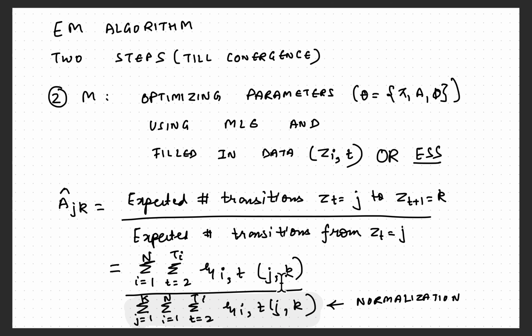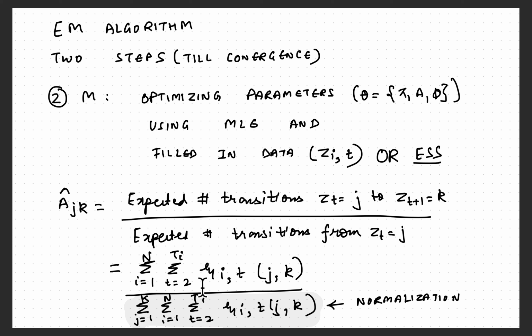So the numerator is just epsilon it jk. So epsilon it jk is the probability of being in state j and state k at time t and t plus 1 and observing the entire sequence. And this we're talking for the ith sequence, and we are summing it up for all the sequences from i equal to 1 to n and over all the timestamps. So this is telling you the expected number of transitions from j to k across all the chains and across all the timestamps in each chain.